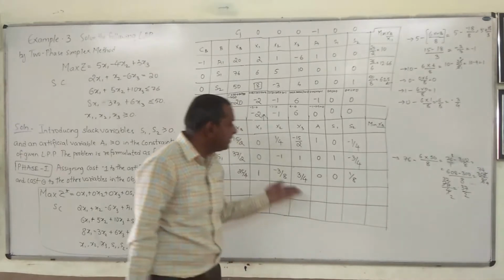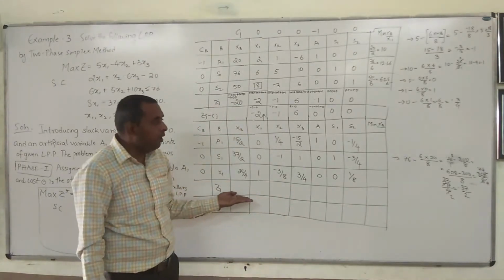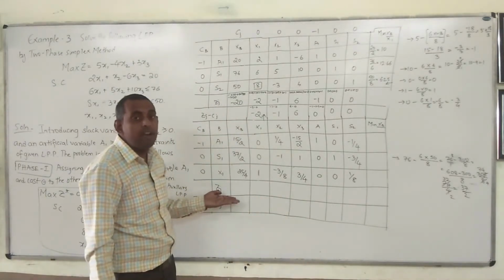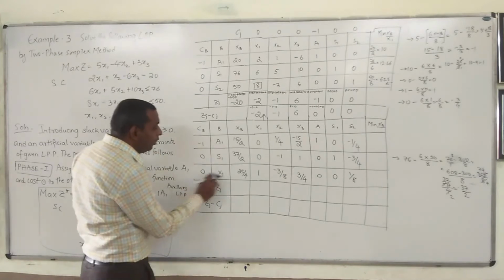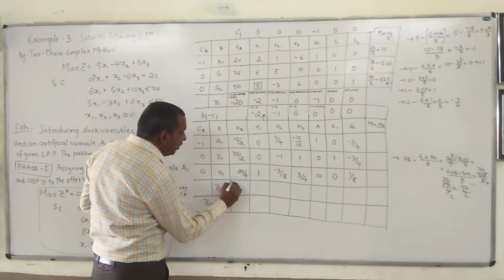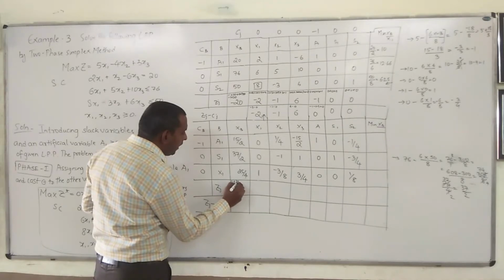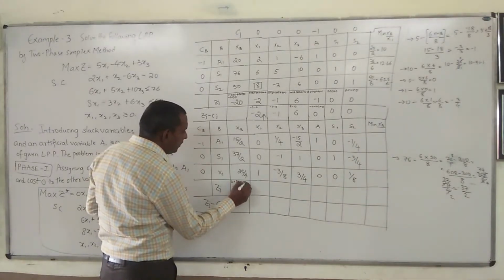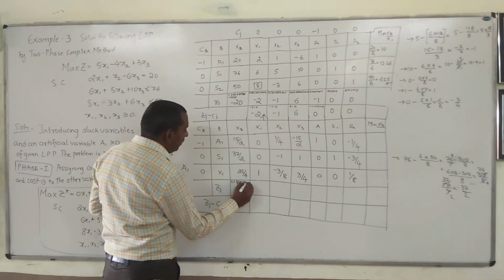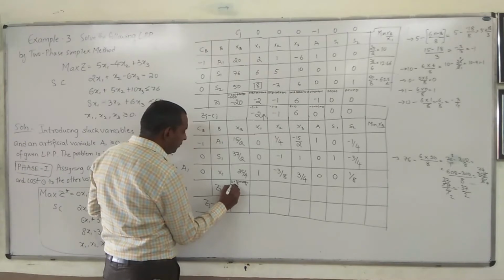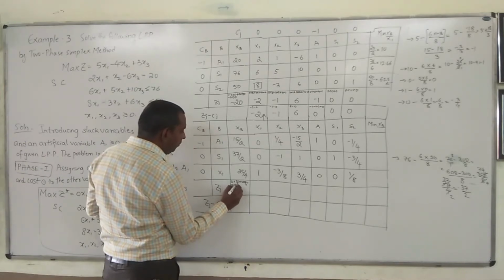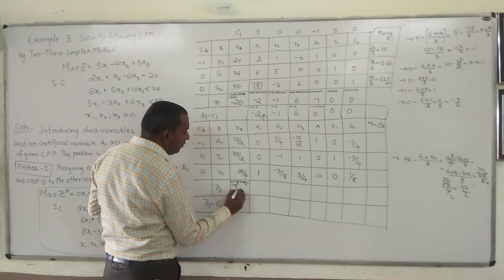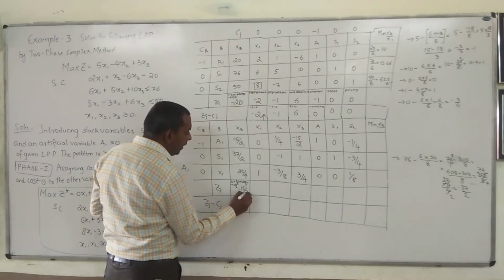Welcome back. So once this table is finished, we need to calculate the ZJ value. So how to calculate the ZJ value? It is 0 into 25 by 4 plus 0 into 37 by 4, then plus minus 1 into 15 by 2. So the answer is minus 15 by 2.